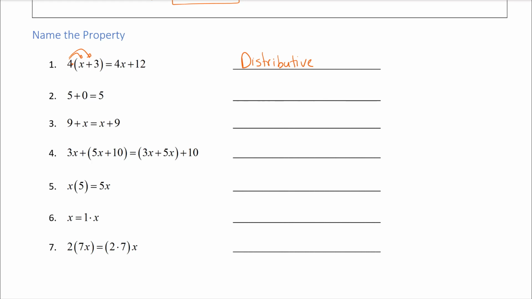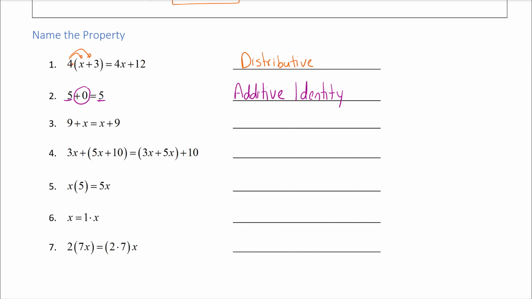The next one, I start with 5 and I end with 5 and I'm adding 0. So adding 0 doesn't really do anything. It's identical. So this is an identity. So I'm going to write identity. And which one is it? Well, because I'm adding 0, this is the additive identity.